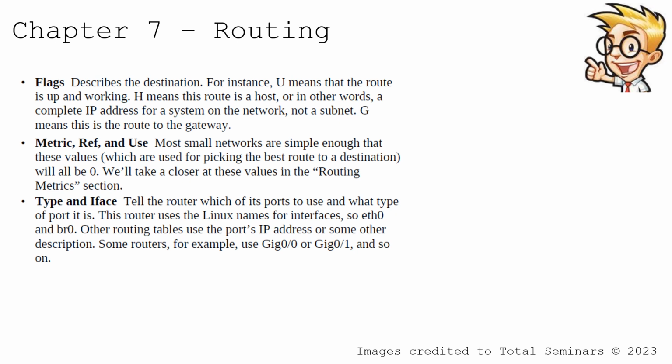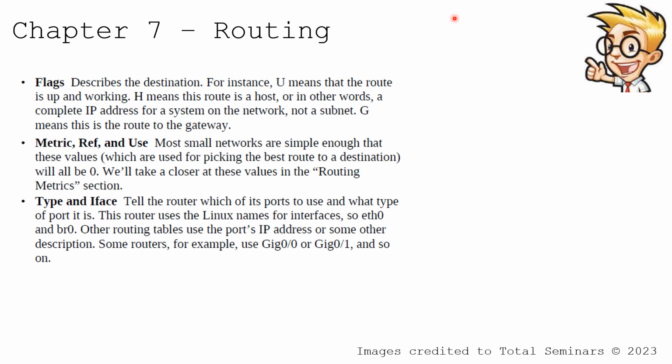Okay, common flags are H for host, U for up, or G for gateway. So there's all kinds of different flags that you'll see, and depending on what kind of equipment you're using, you'll see them on different tables as well. Okay, metric is set to 0 by default. So if you need to change the priority or how valued a route is, then you can set that.